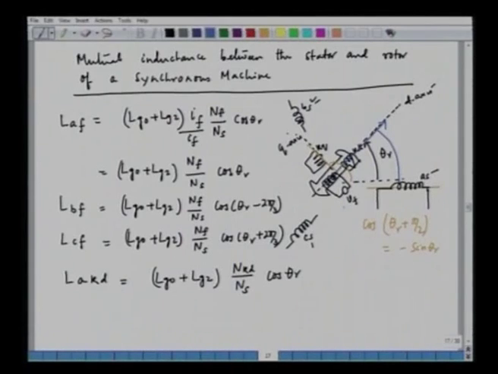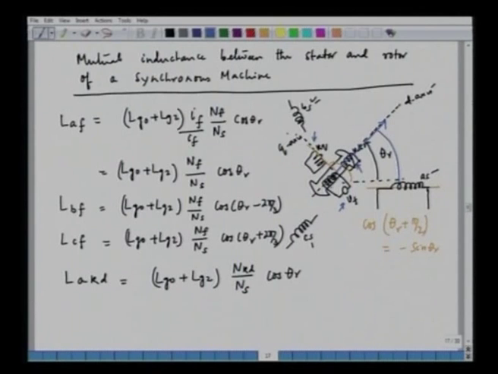The rotor has three windings. Two windings are in the D axis. We can see this is the field winding in the D axis and this is the damper in the D axis. And then we have one winding in the Q axis of the rotor, that is the damper winding in the Q axis. So, right now we will try to evaluate the inductance between the D axis field winding and the stator windings, that is phase A, phase B, phase C of the stator.